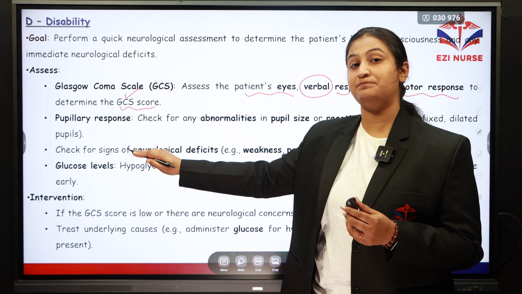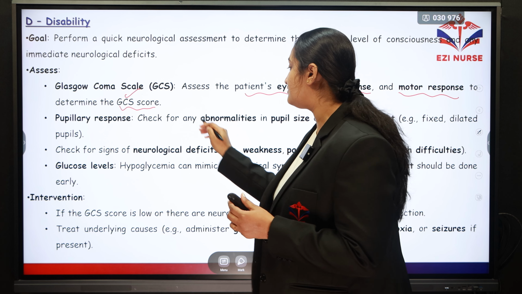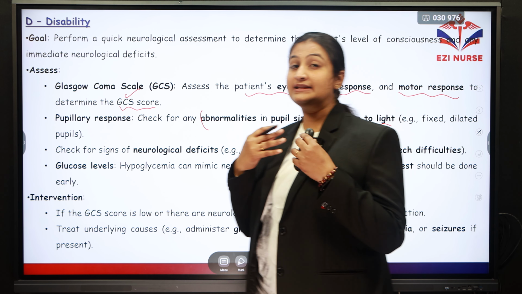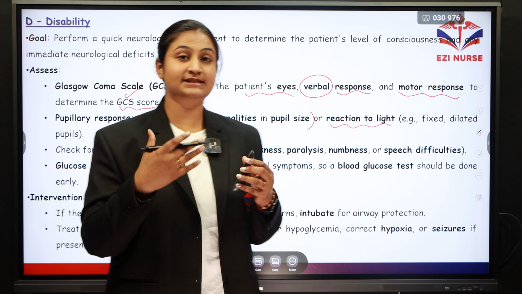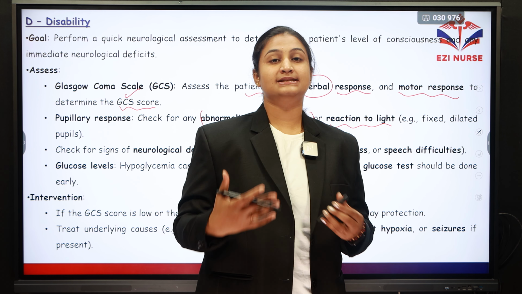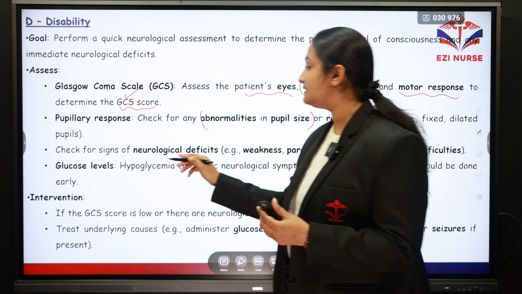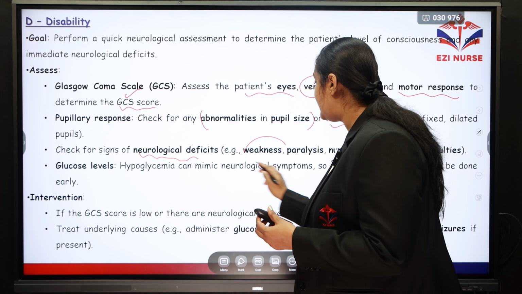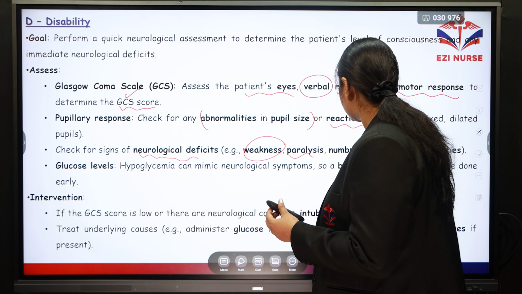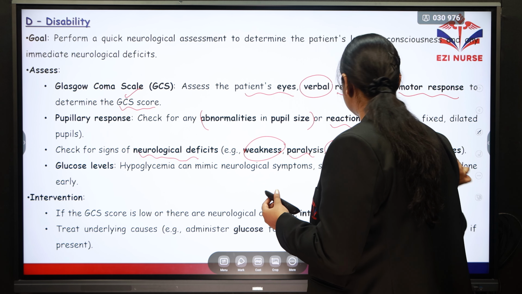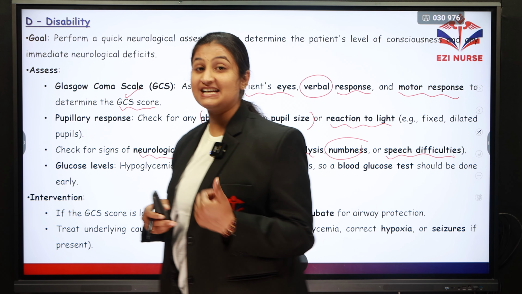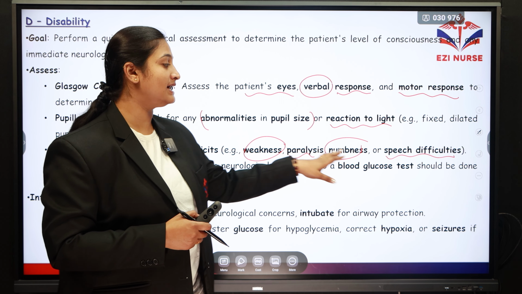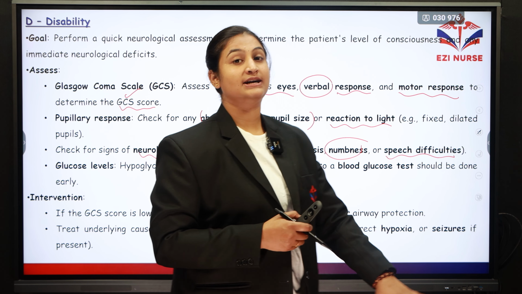And next you will see the pupillary assessment. Check for any abnormalities in pupil size, reaction to light, whether it is fixed, or whether the person's eyes are getting dilated. All these things should be checked. Then check for any neurological deficits like weakness, paralysis, numbness, speech difficulties. These are the things you have to check.